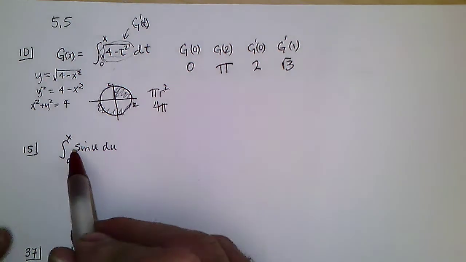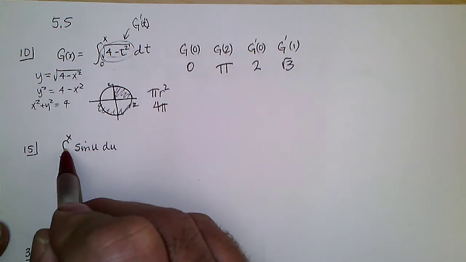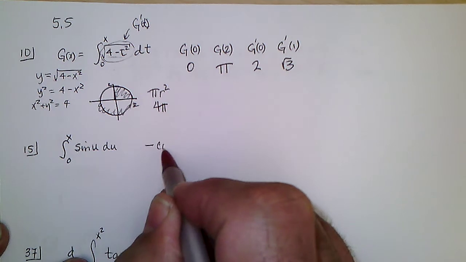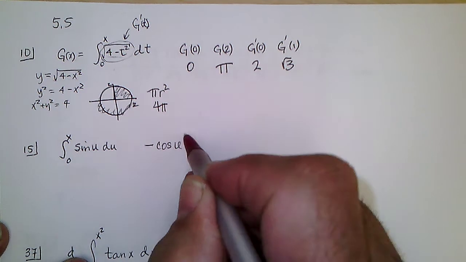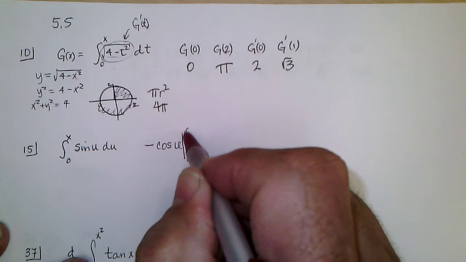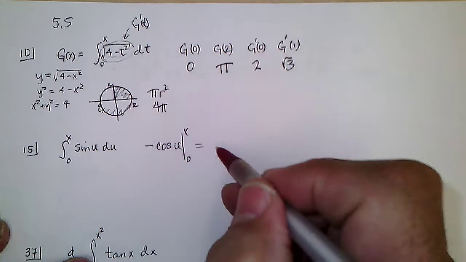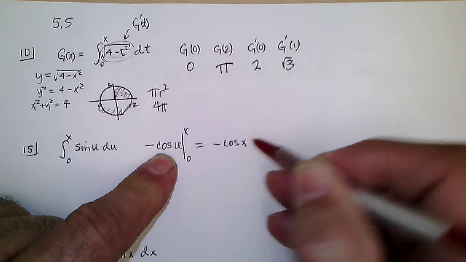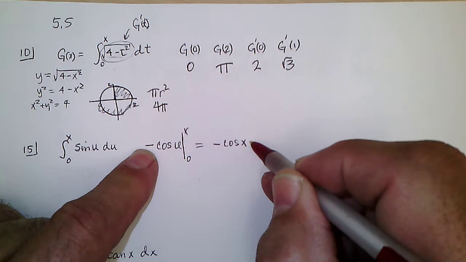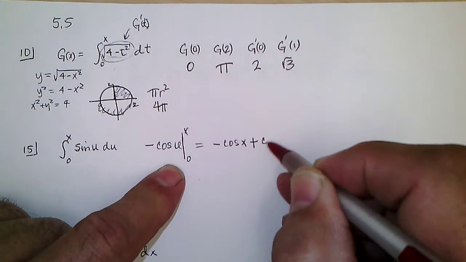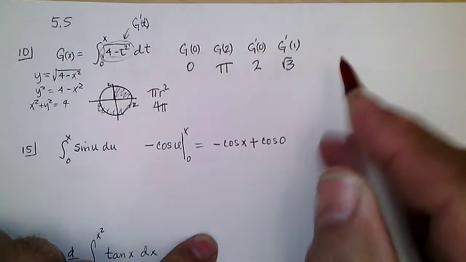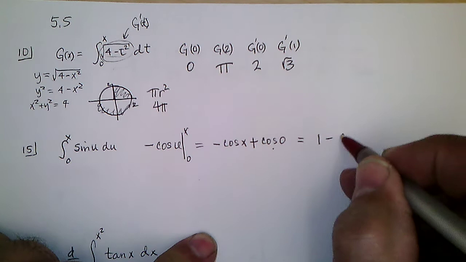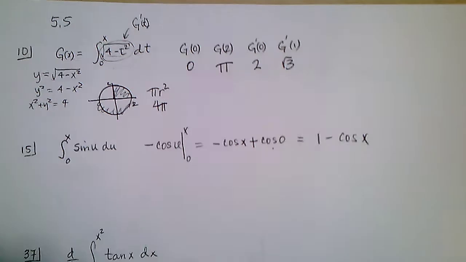15. Write this as a function. Well, integrate sine of u, that's negative cosine of u, evaluated from 0 to x, which would be negative cosine x minus a minus, which would be plus cosine of 0, and the cosine of 0 is 1, so this is 1 minus cosine x.